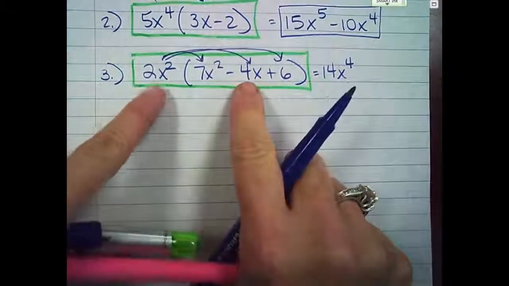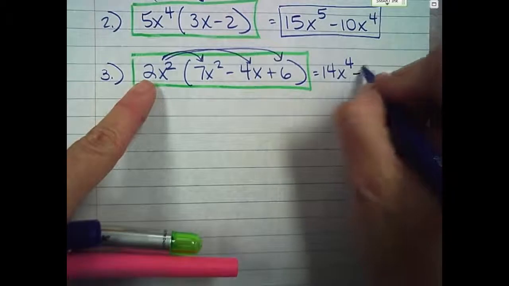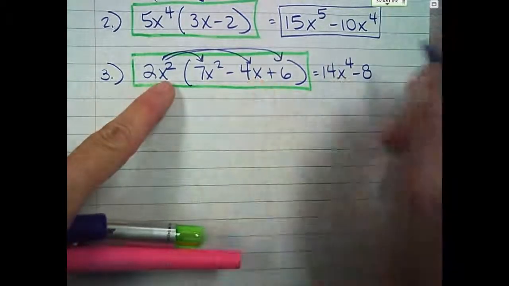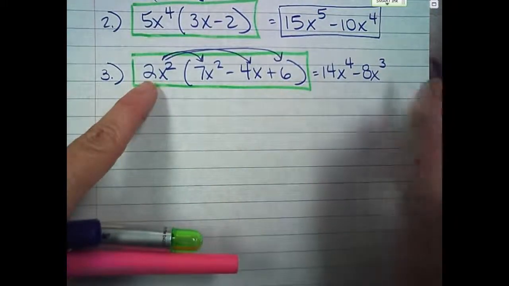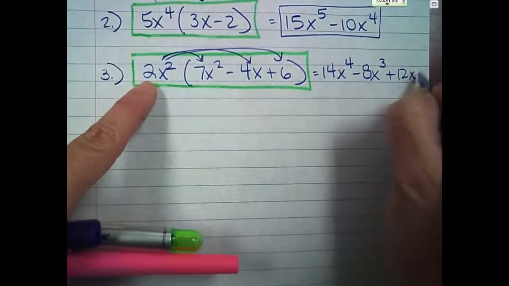Now go to the next term. 2 and negative 4 make negative 8. X squared and x are x cubed. Last term, 2 and 6 make 12. So 12x squared.